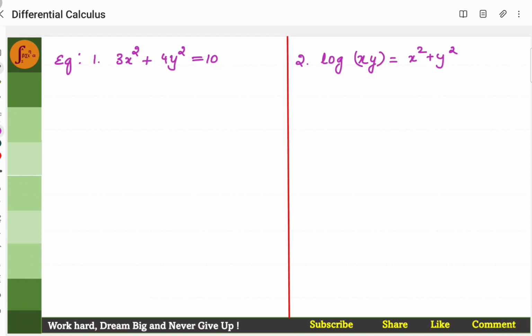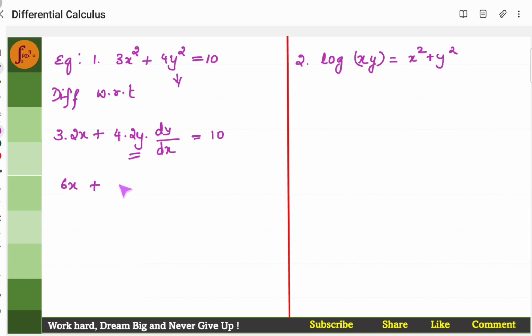It's a normal way of differentiating, just that we'll have to put dy by dx. Now, let's differentiate this with respect to x. So what will happen? 3x square. What is the derivative of x square? 2x. What is the derivative of 4y square? So you take the derivative of y square here. What is the derivative of y square? 2y. Right? And then you'll have to put dy by dx, because you differentiate with respect to x. Both you'll have to put. So this is the only difference, right? So now this will be 6x plus 8y into dy by dx is equal to 0.